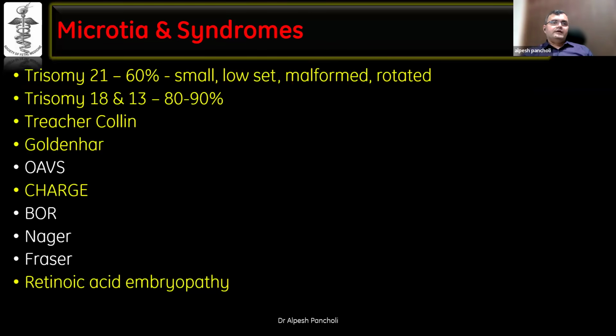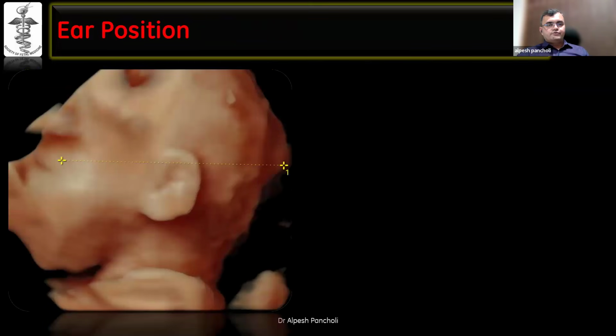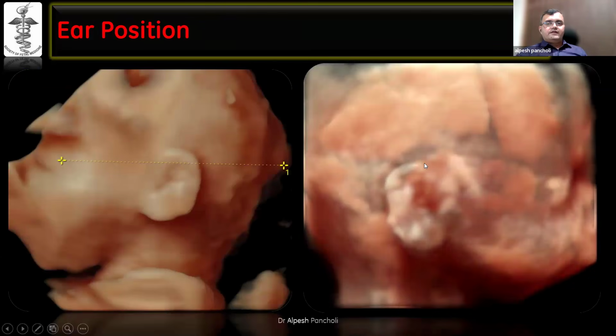Microtia and syndromes. It is common in trisomy 21, 18, and 13, Treacher Collins, Goldenhar, CHARGE, and retinoic acid embryopathy. Coming to ear position, how do we assess whether the ear is normally placed or not? Simply draw a line from the outer canthus of the eye to the inion. The upper margin of the external ear should touch or cross this line, then it is considered normal, or it should be at the level of the squamous suture.